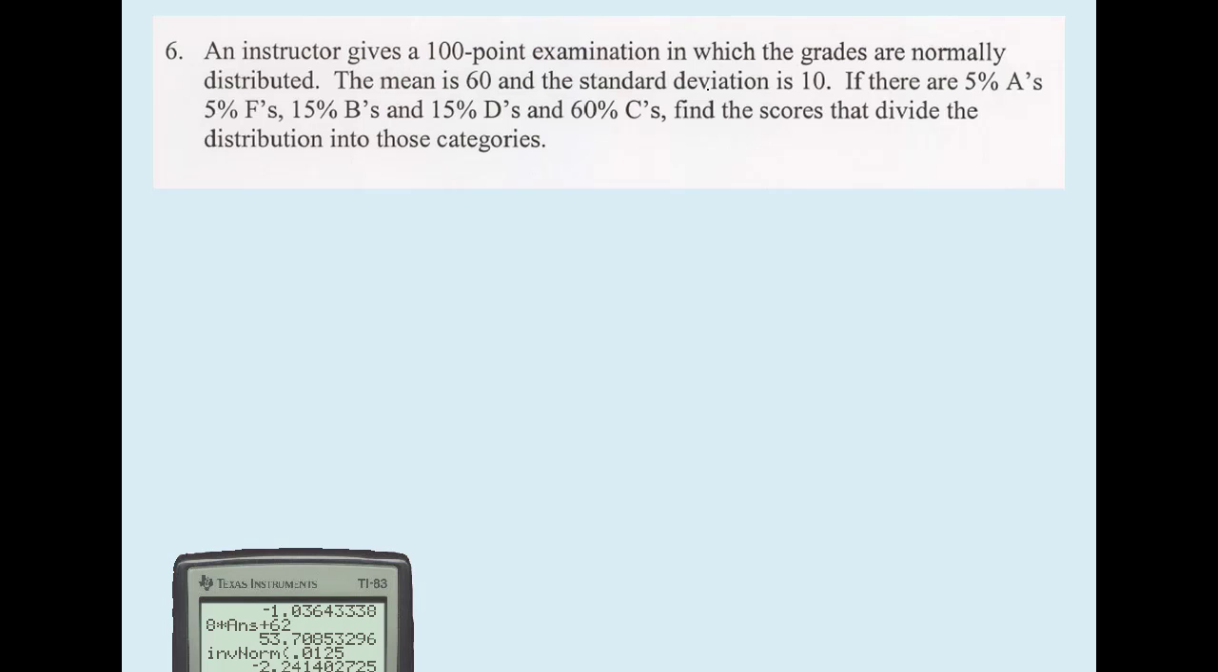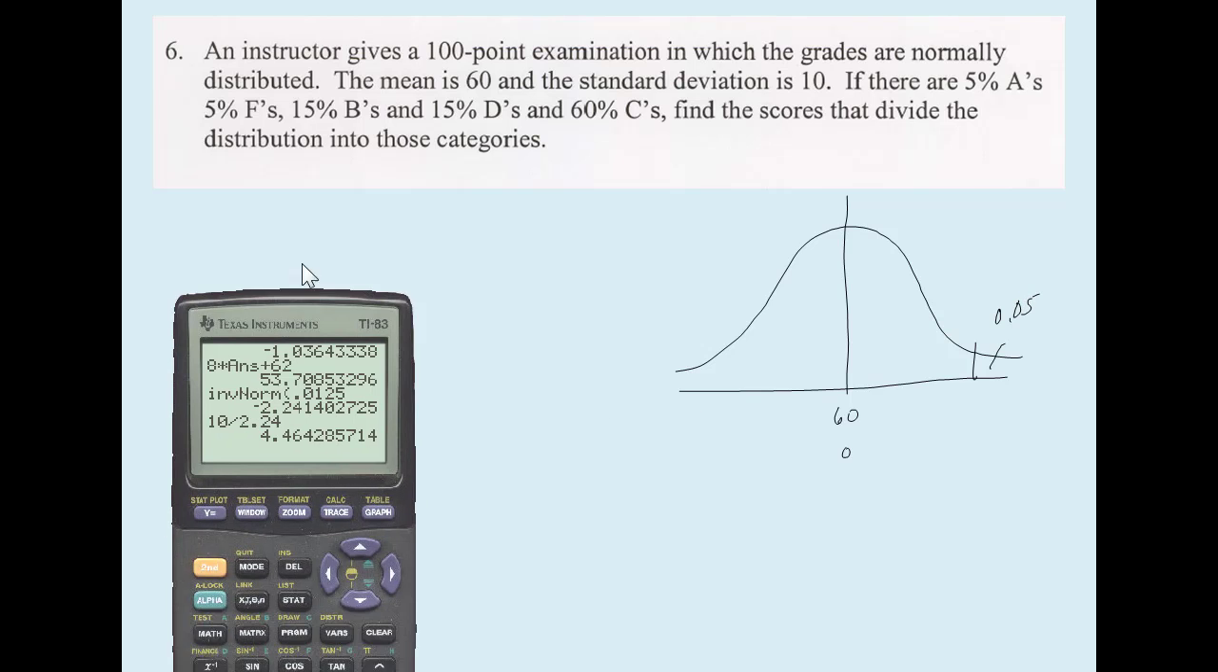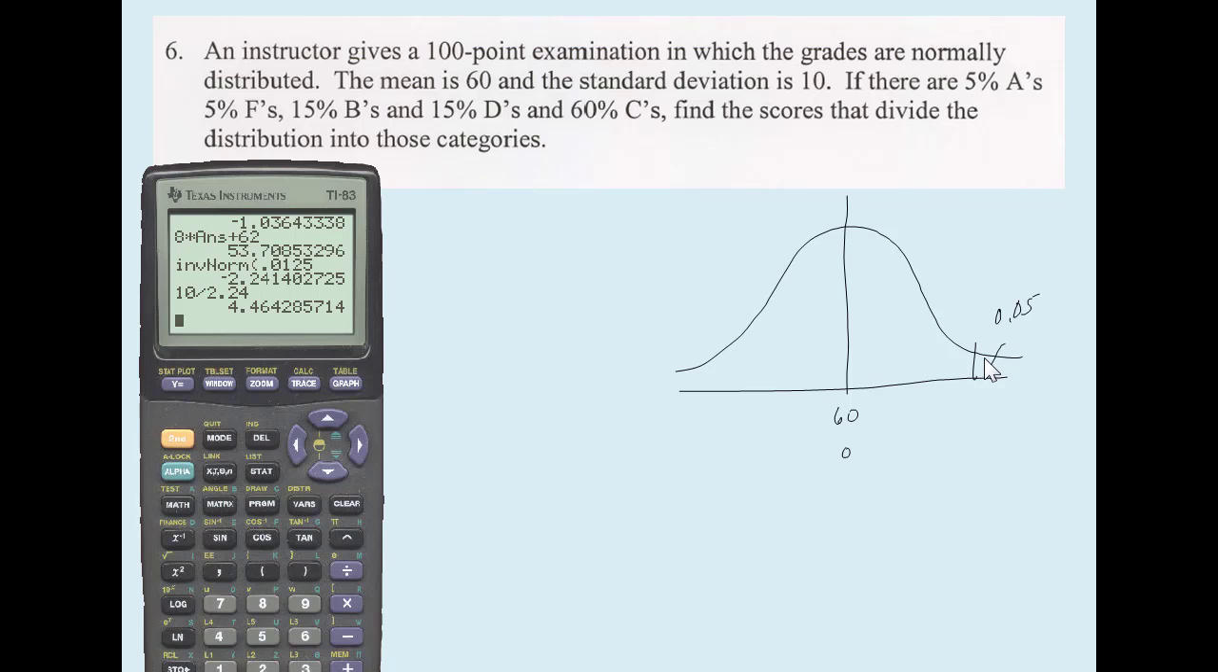An instructor gives a 100-point exam in which grades are normally distributed. The mean is 60 and the standard deviation is 10. So we have a beautiful curve. We already know the mean is 60. So that's 60. That's 0 for our standard normal distribution. And they want to know the 5%. So 0.05. So I have to go find that z-score, right? So remember, that number there, I need that z-score.